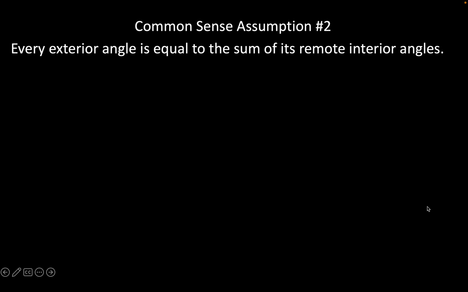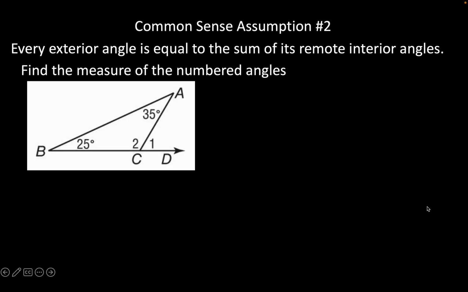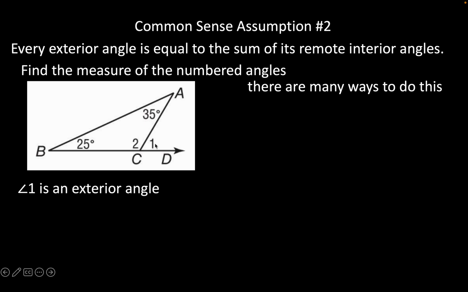All right, so the key thing again is just making sure you understand the concept. It's not about being perfect on all this stuff, but just make sure you understand how to use it. So if you ever saw this problem here, they want numbered angles. First off, angle 1 is an exterior angle. Because it's an exterior angle, notice how this is straight. You can say the remote interior angles are 25 and 35, which means that it has to be 60 degrees.